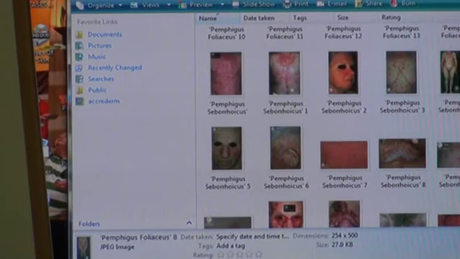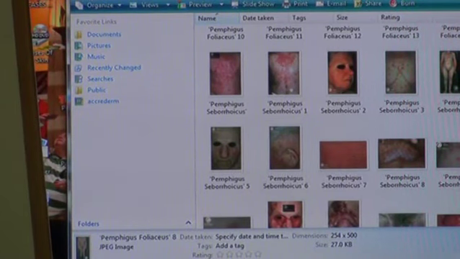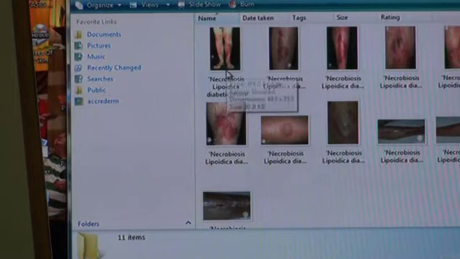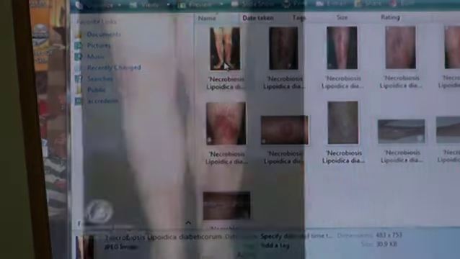Now, NLD, has anybody in the practice seen it? Necrobiosis? Yeah? This is what it looks like. It can occur anywhere in the body, but the most common area is the shins. You see this? You can almost see the fat through it. You see how it's a little bit yellow here? It's as if the skin is see-through.